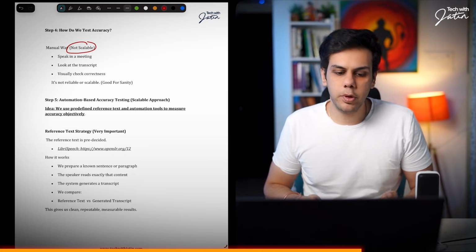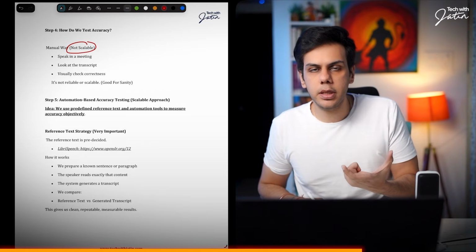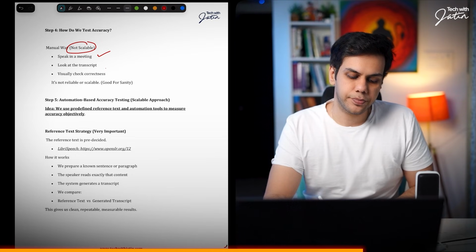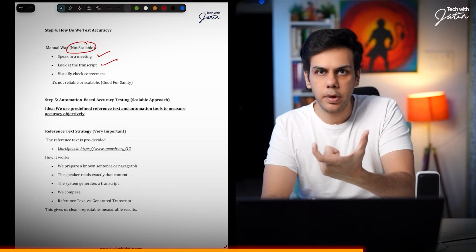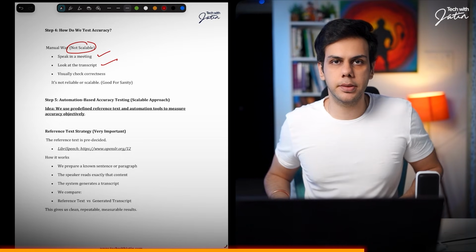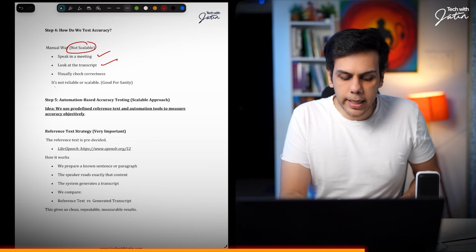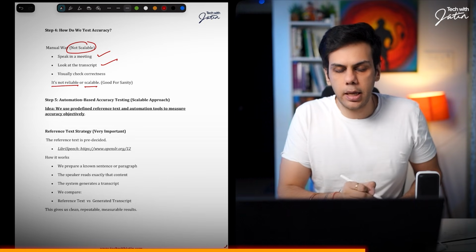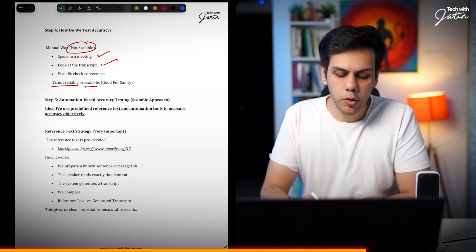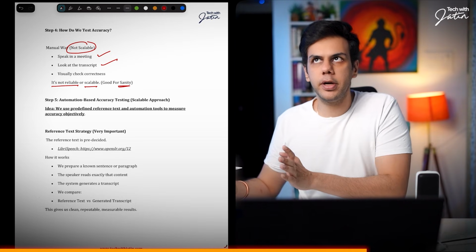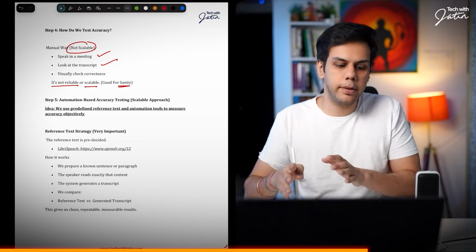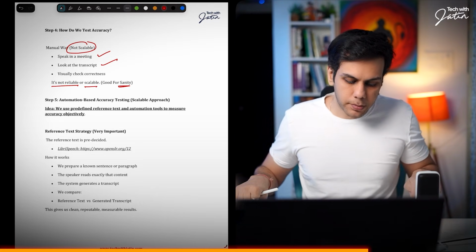So the manual way would be, I will be using this particular feature. I'm going to speak in the meeting, look at the transcript that is getting generated, and visually check the correctness. It is not reliable or scalable, but it is good for sanity. Once the feature has been deployed into production and you just want to do a quick check whether the feature is working or not, you can really go with this manual approach.